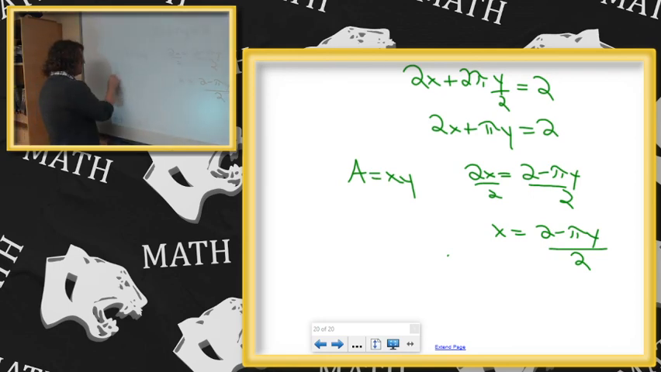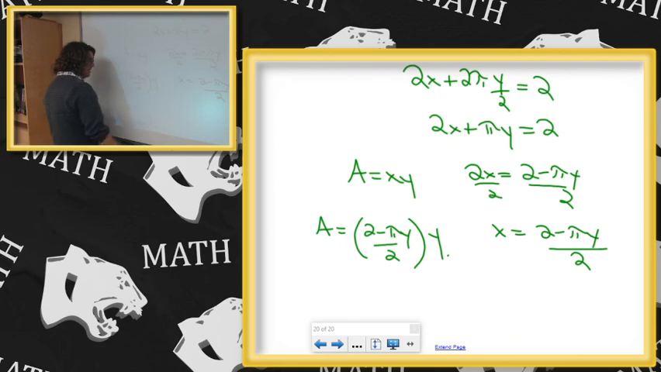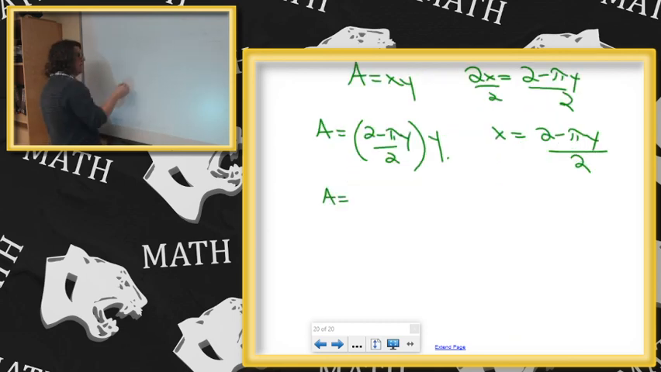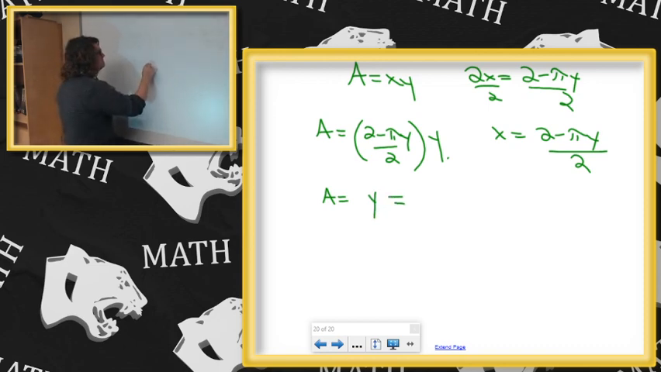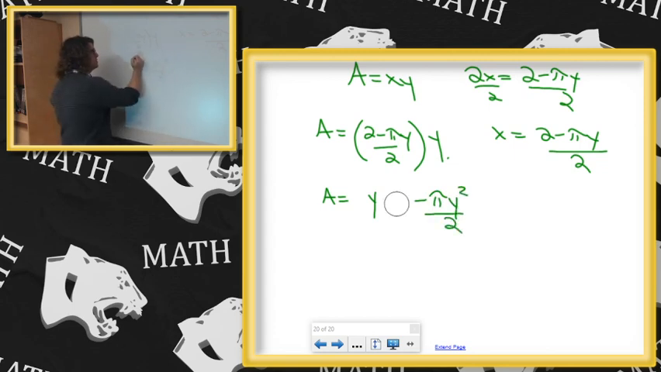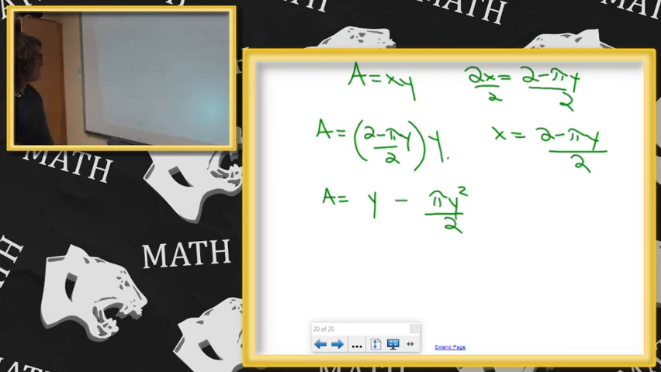All right, so that means that A is equal to 2 minus pi y over 2 times y. This is just the rectangle part of the area, of course. That's why we start out with the x and the y. So that is going to be, well, it's 2 divided by 2 times y, so it's actually 1 times y. And then the next part is going to be minus pi y squared over 2. Just minus. All right, that looks good.